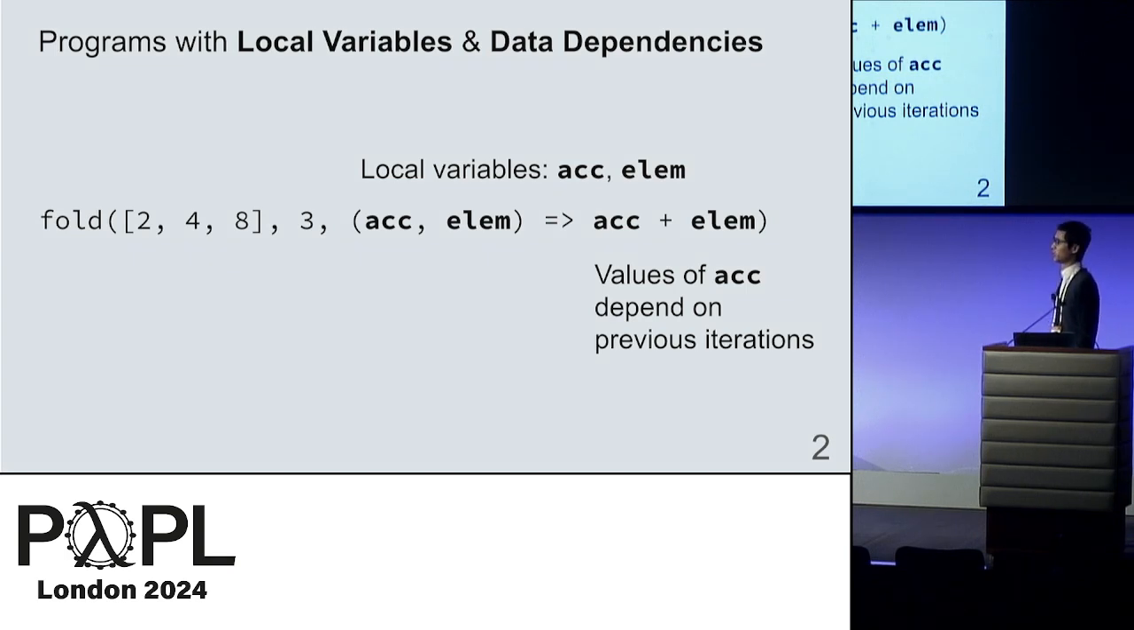Fold takes in 3 arguments: a list to fold over, the initial value of the accumulator, and then a lambda function that takes in the accumulator, the current element, and gives the new value for the accumulator. So we see that there are 2 local variables, ac and elem, and that the value of ac depends on the results of previous iterations. So there are data dependencies.